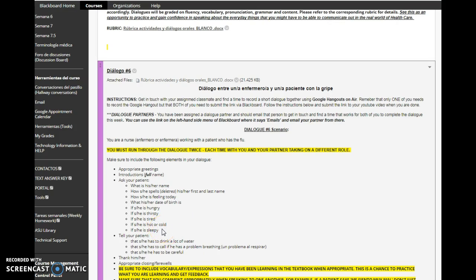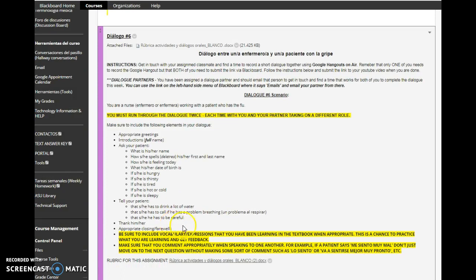sleepy. Okay. And actually, I will fix that. It should only be one or the other. Sleepy and tired are very similar. Tell your partner that he or she has to drink a lot of water, has to call you if there's a problem breathing, and has to be careful. Thank him or her, and the appropriate goodbyes.